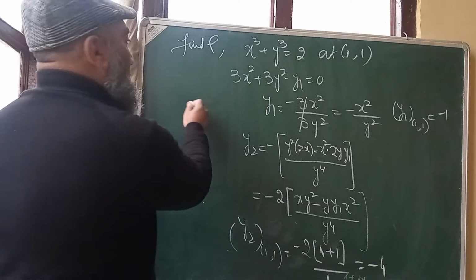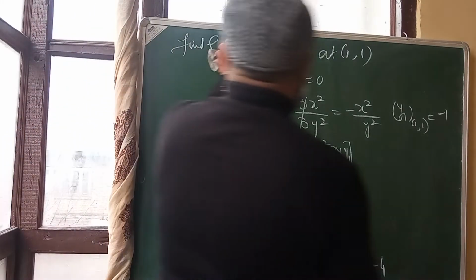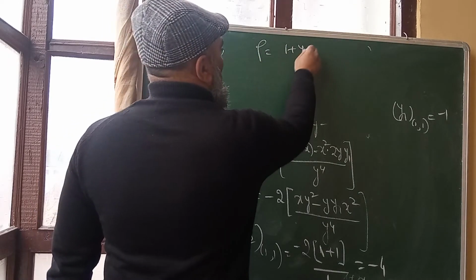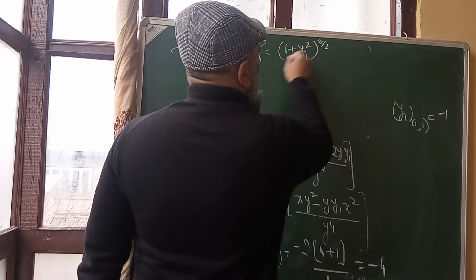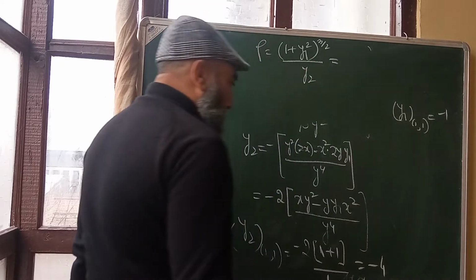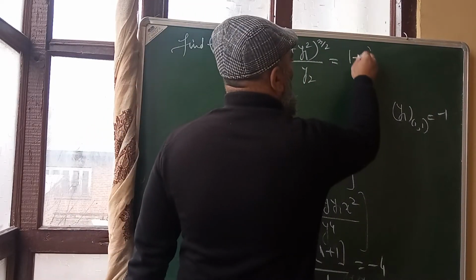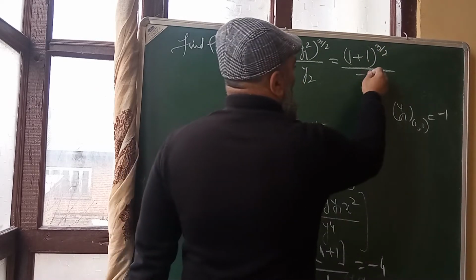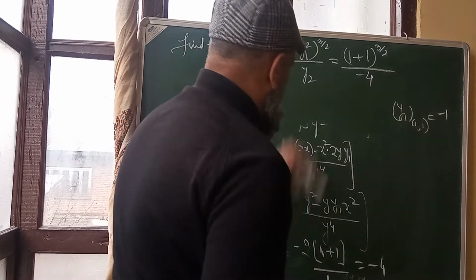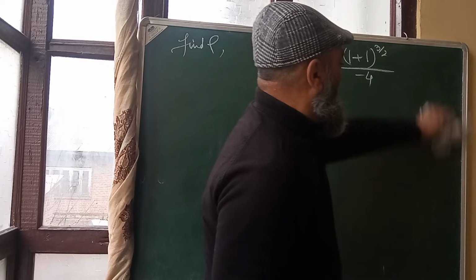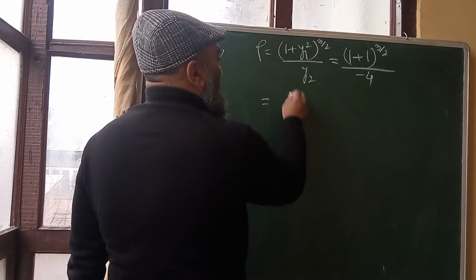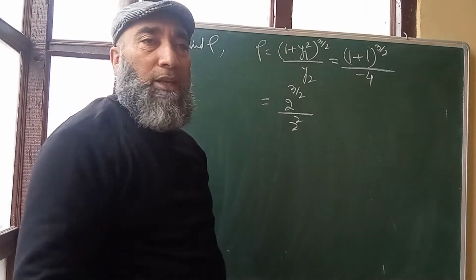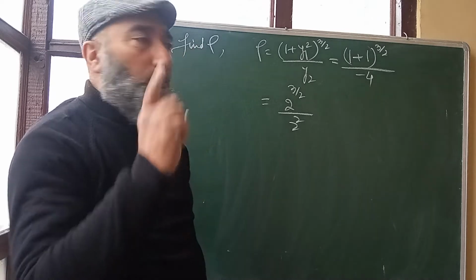Therefore, the radius of curvature. Hence, rho is 1 plus y1 square raised to the power 3 by 2 divided by y2. This is 1 plus y1 square, minus 1 square is 1, so 1 plus 1, raised to the power 3 by 2 divided by minus 4. Or this is 2 raised to the power 3 by 2 divided by 2 raised to the power 2. I am omitting the minus sign because this is the radius. I am taking only the positive sign.